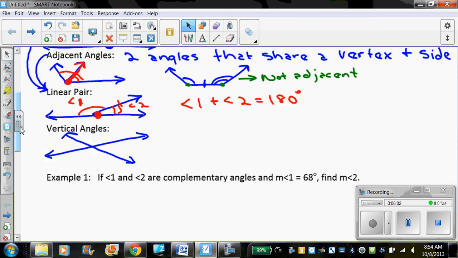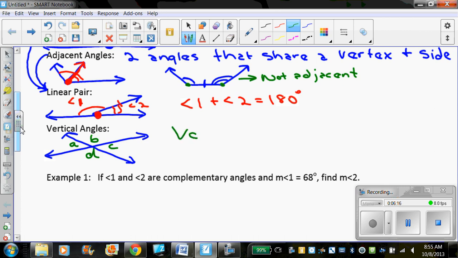And where they cross each other, they create these things called vertical angles. So let me just say this. If this is A, this is B, this is C, this is D. I'm not interested in knowing the actual angle measures. But vertical angles are directly across from each other if you have this kind of situation.